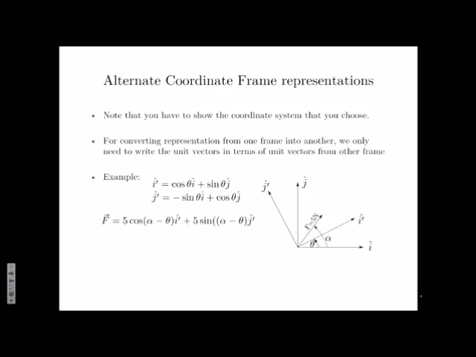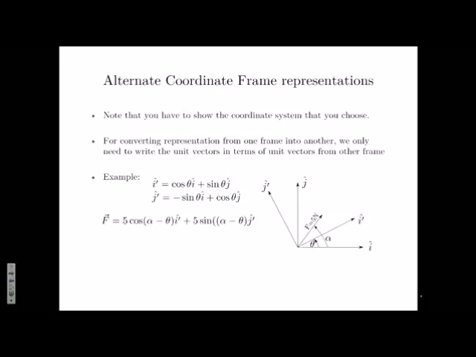All I have to do is find the angle this is making from I prime, and that'll be alpha minus theta, right? Alpha minus theta, and I can write that as well. Okay, so if you do that, you will get this equation, right? 5 times cosine alpha minus theta I prime plus 5 times sine alpha minus theta j prime.